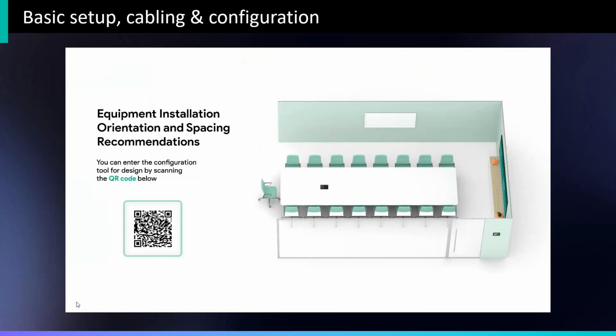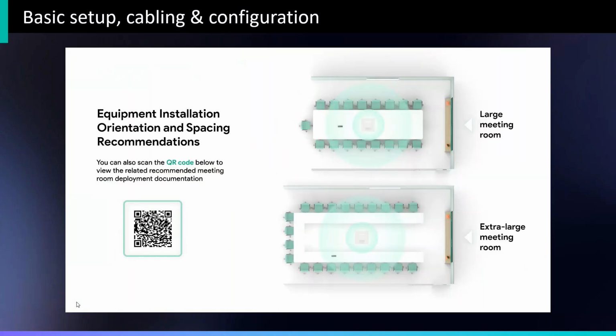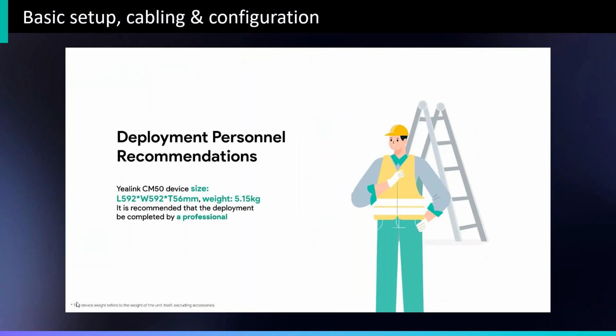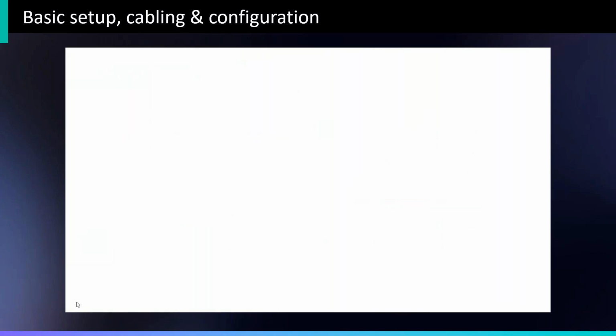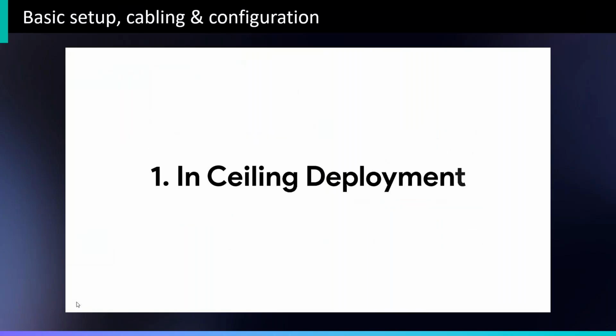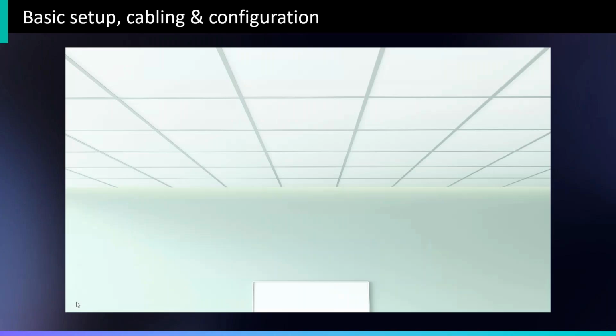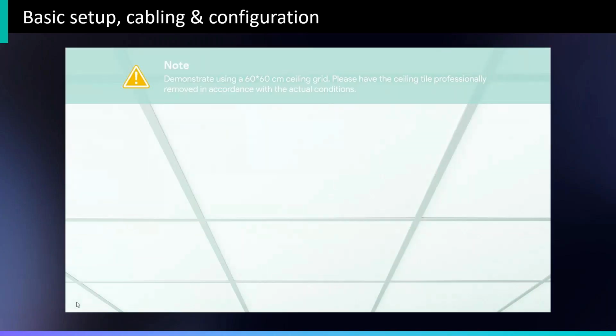Equipment installation orientation and spacing recommendations. Deployment personnel recommendations. In ceiling deployment. Demonstrate using a 60 by 60 cm ceiling grid.